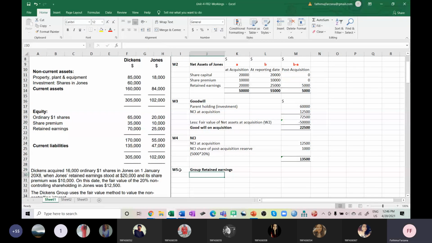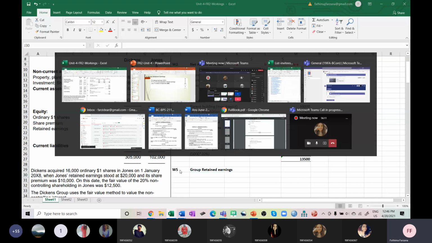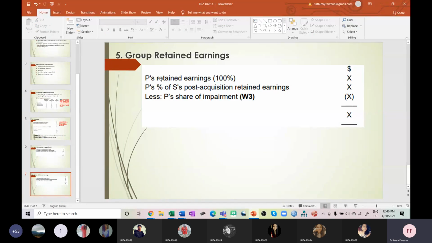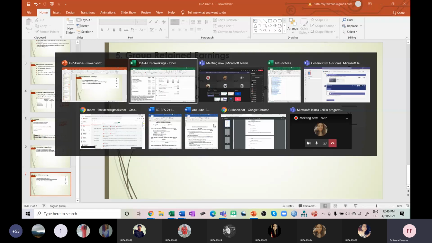Coming to group retained earnings. Here, if you see, it is P's retained earnings. P in our case is Dickens. Dickens' retained earnings, 100% you have to take, because this is a computation of the group. Then Dickens' share of post-acquisition retained earnings: the 4,000 we will take here. And we don't have any impairment in this problem, so forget about it.